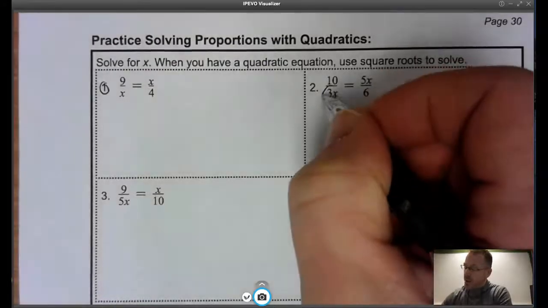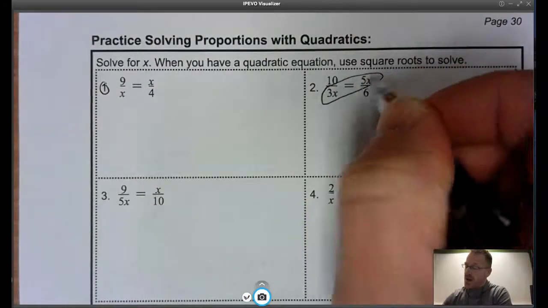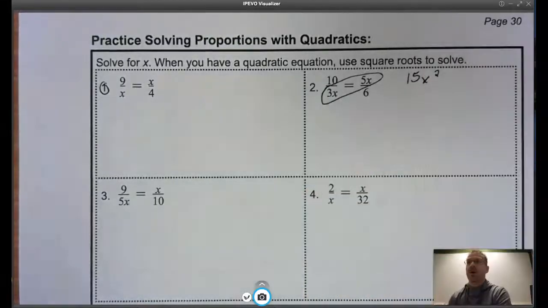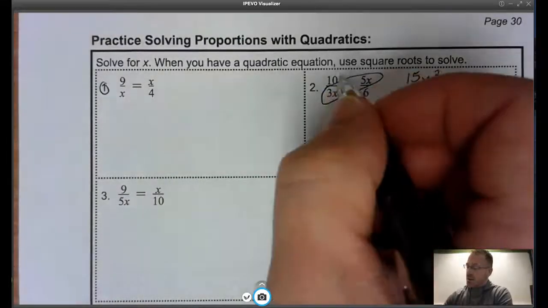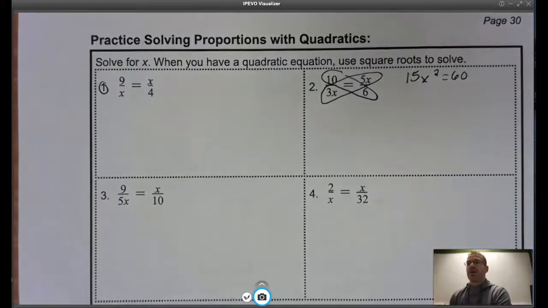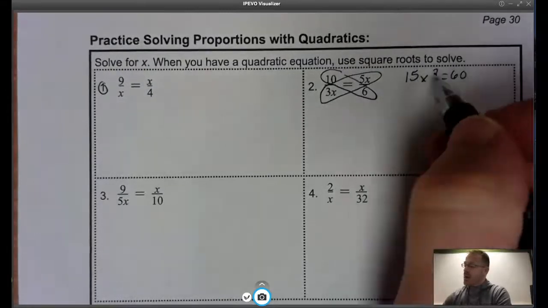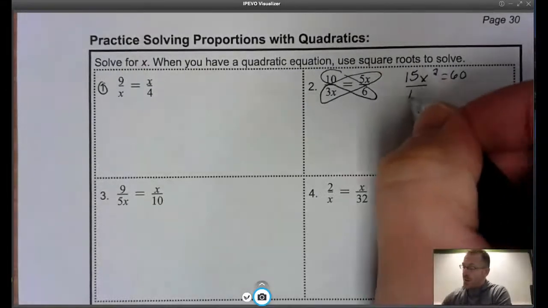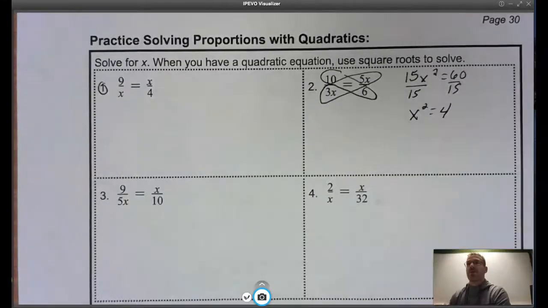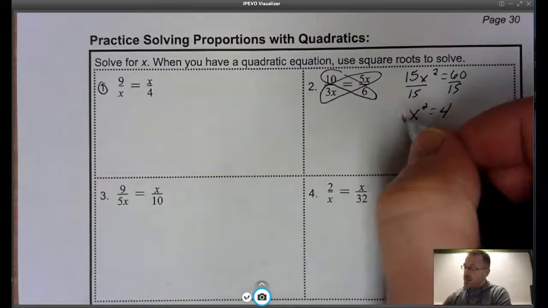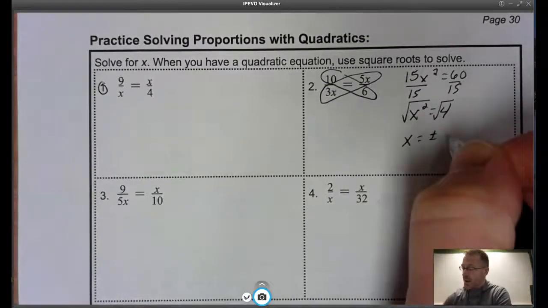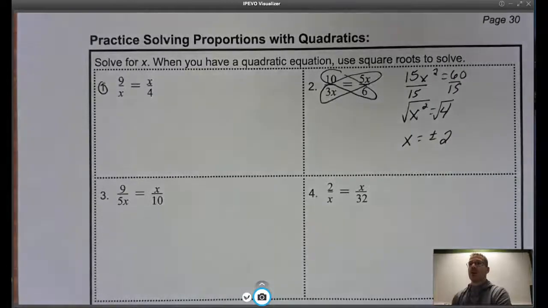Let me make this a little better focus for you to get started. I'm going to do 3x times 5x. So 3 times 5 is 15. x times x is x squared. And then 10 times 6 is 60. Now we can divide both sides by 15, and we get x squared equals 4. Then we can take the square root of both sides, and this gives me x equals plus or minus 2. And there's both solutions.